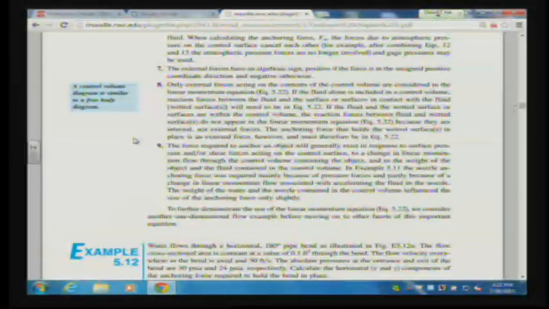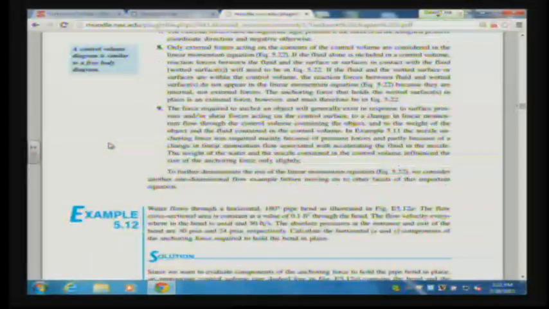7, the external forces have an algebraic sign, positive or negative. We talked about that a little bit. 8, only external forces acting on the contents of the control volume are considered in the linear momentum equation. That's exactly the same thing that happened when we were talking about solids, whether it was in physics or in dynamics. It's just a little easier to isolate when you're talking about a solid object rather than a fluid flow, but it's exactly the same.